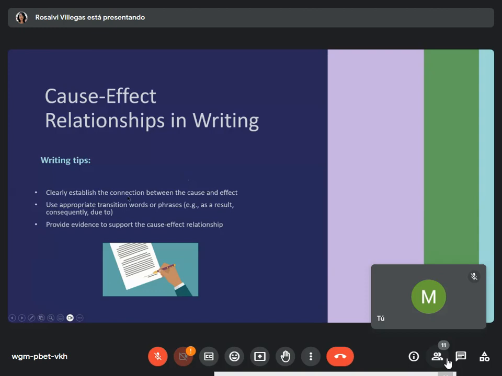If we are going to try to identify cause and effect relationships or try to establish them in a text, we should use the appropriate transition words or phrases. For example, we should use as a result, consequently, due to, that are just a text that makes us realize the relationship between two facts or situations. Also, when we are trying to talk about cause and effect relationships, we provide evidence.